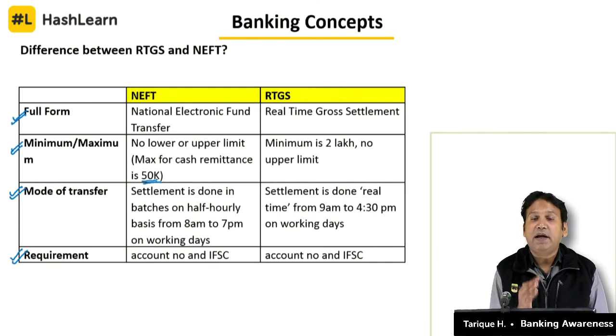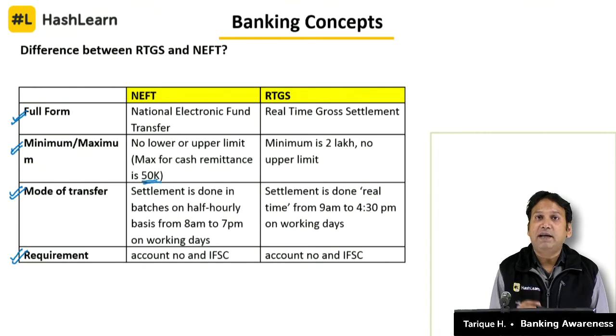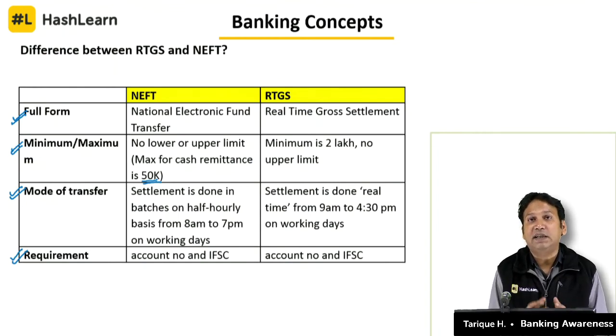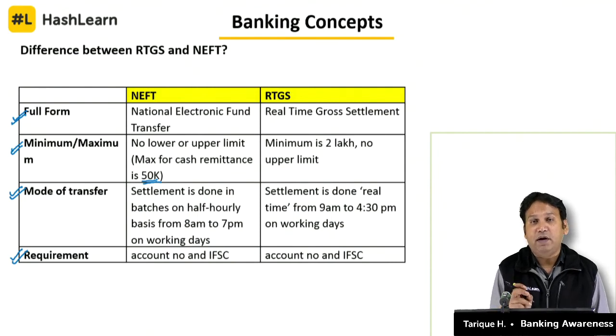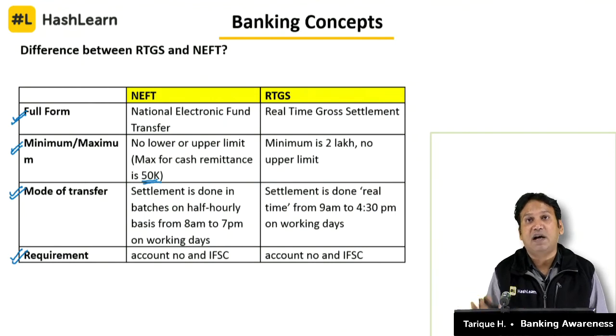See, in the case of NEFT, settlement is done in batches. All the NEFT transactions initiated are settled in batches every half hour. Clear? On a half hourly interval. So the maximum time it takes for the person to receive a NEFT transfer is half an hour.